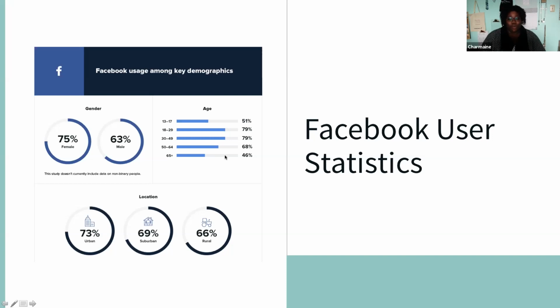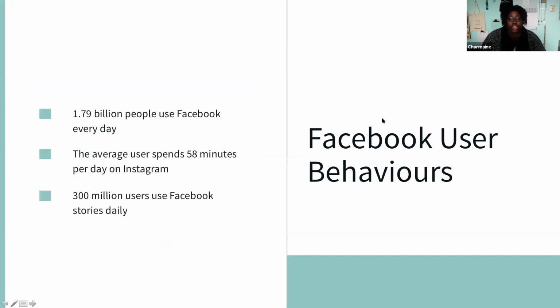So this tells you the key demographics, and I also included some user behaviors. So really just telling you how many people are on the platform, how long they're spending on the platform, and how they're using other features, right? Because even if your age demographic is on Facebook regularly, it still doesn't mean that they use it in a way that's going to benefit your company, right?